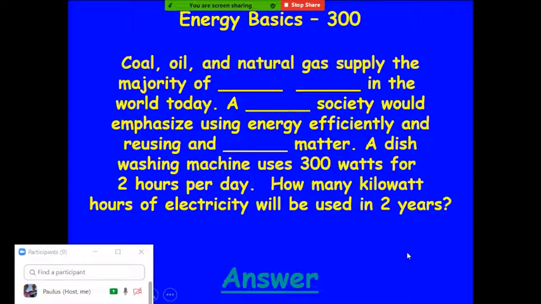Coal, oil, and natural gas supply the majority of blank blank in the world today. What goes in those blanks? A blank society would emphasize using energy efficiently and reusing and blanking matter. A dishwashing machine uses 300 watts for 2 hours per day. How many kilowatt hours of electricity will be used in 2 years? I'm going to give you about 3.5 minutes on this one.